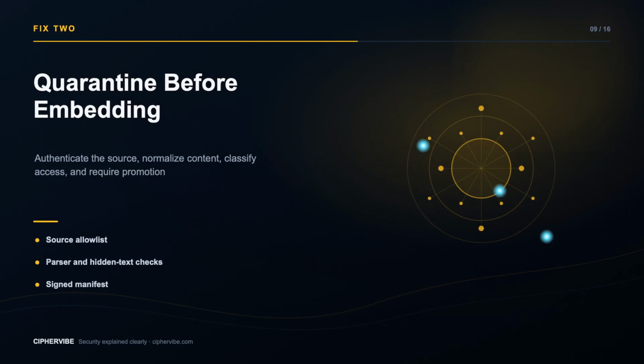Move new content into quarantine. Verify the source and owner, normalize extracted text, detect hidden or contradictory content, classify sensitivity, validate dates and permissions, and require approval before promotion. Record a digest and source version in a signed manifest. Embedding should be a controlled release step, not an automatic side effect of file arrival.